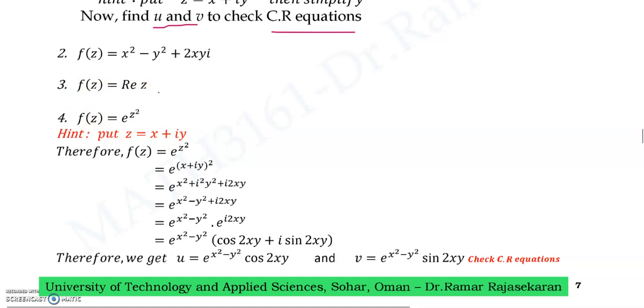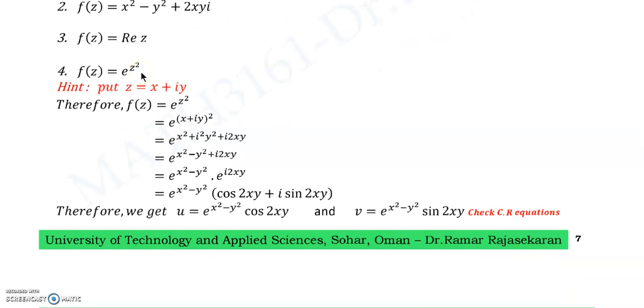But now you see, what is the fourth question? f of z is equal to e to the power z squared. Here first you substitute z equal to x plus iy in the given function, so that f of z is equal to e to the power x plus iy whole squared. Here you apply the formula for a plus b whole squared, that is a squared plus b squared plus 2ab, so that e to the power x squared minus y squared plus i 2xy. Now what is the final one? It is equal to e power x squared minus y squared, multiplied by, applying Euler's formula, cosine 2xy plus i sin 2xy.